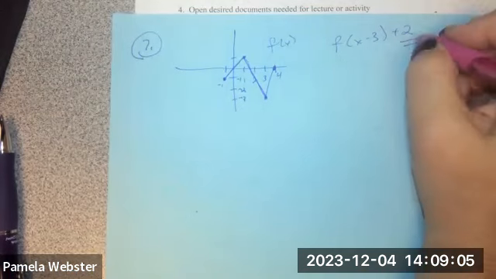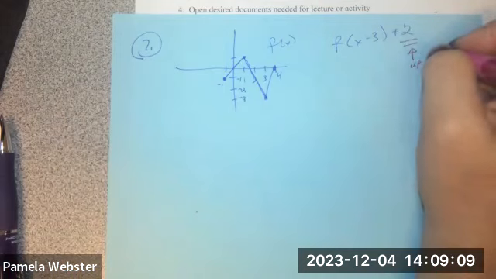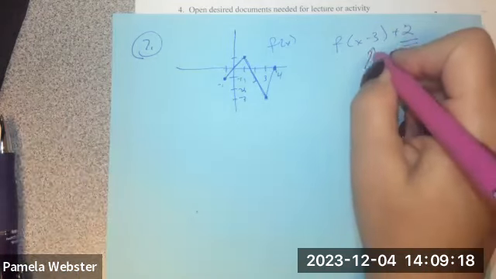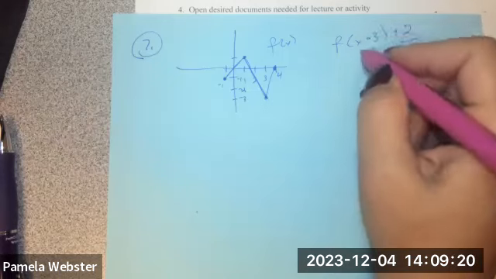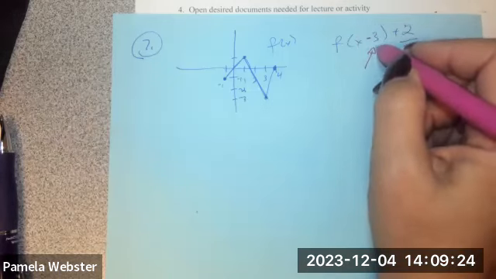The numbers on the outside affect my y values. So this is a +2. It's going to go up 2. All of the y values, the entire graph, is going to shift up 2. And remember, what goes on inside of the parentheses affects my horizontal stuff. So this affects my x's, left and right.